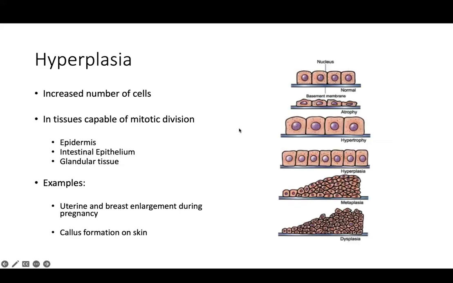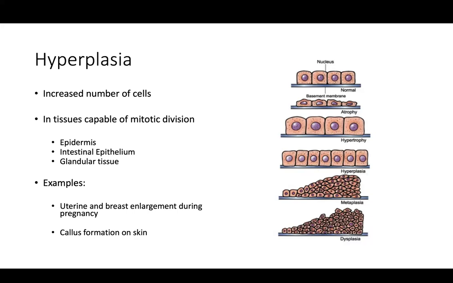You can have hyperplasia. This is an increase in the number of the cells. In general, we see this in tissues that can undergo mitosis. So the epidermis, we see it, intestinal epithelium, most glandular epithelium, we also see it.